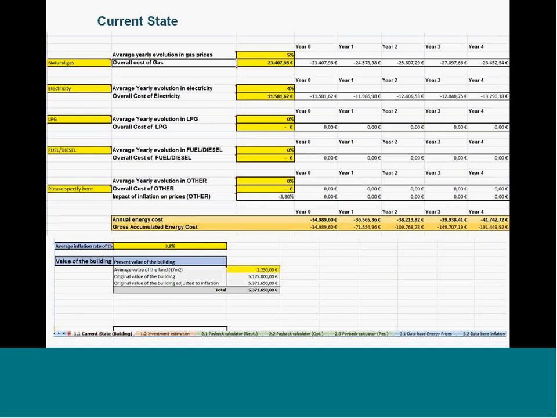The value of the building in the current state is also calculated. The user will fill in the average value of the land, and here it is 2,200,000 euros, and the average value of the building is calculated, and of course the average value of the building adjusted to inflation is calculated. And then we have a total value of the building in the current state, which is 5 million euros.